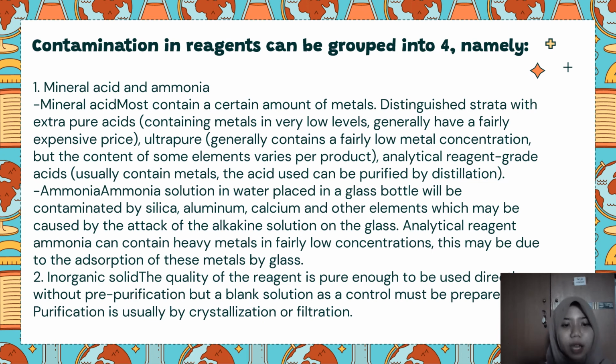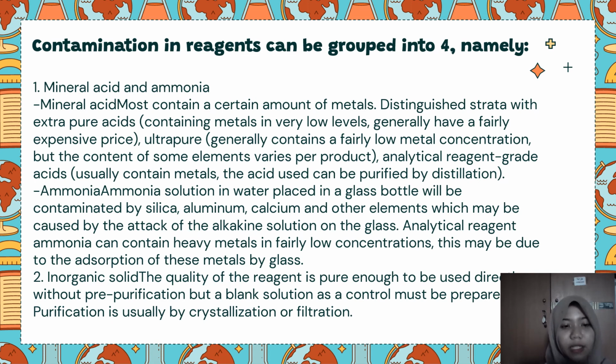And then ammonia. Ammonia solution in water placed in a glass bottle will be contaminated by silica, aluminum, calcium, and other elements, which may be caused by the attack of the alkaline solution on the glass. An analytical reagent ammonia can contain heavy metals in a very low concentration. This may be due to the adsorption of these metals by glass.